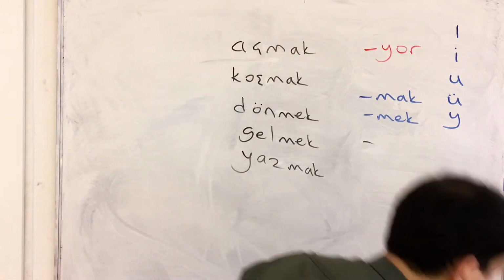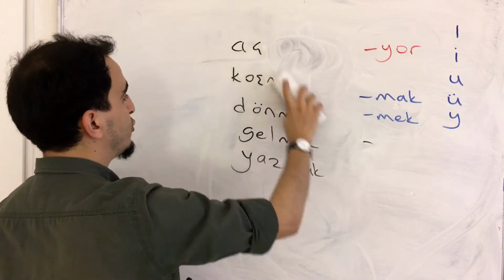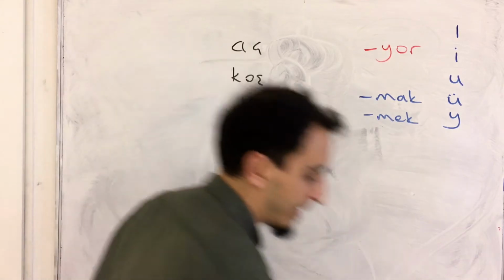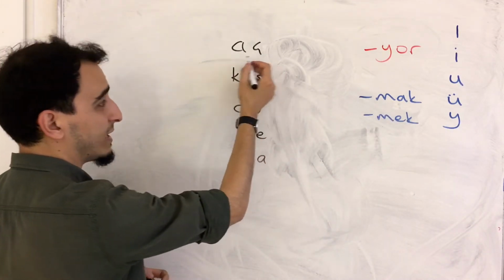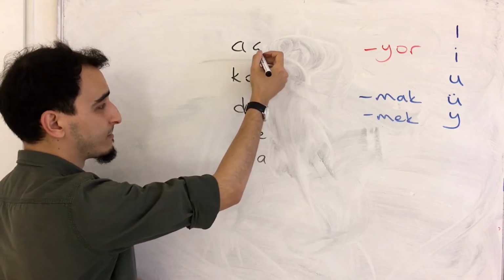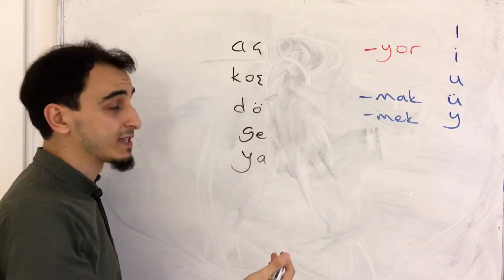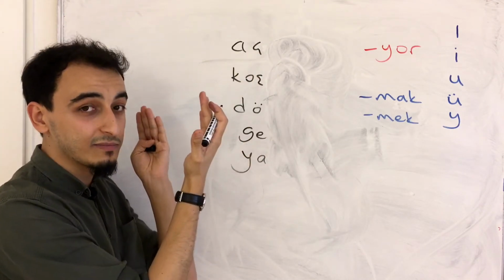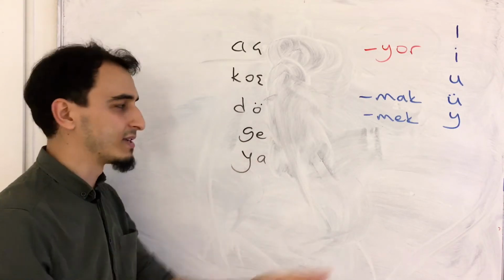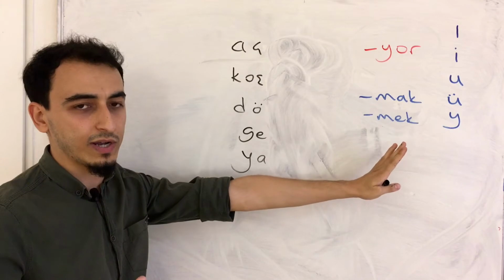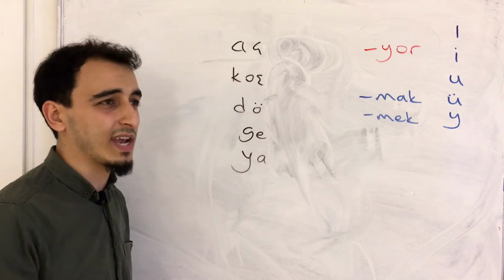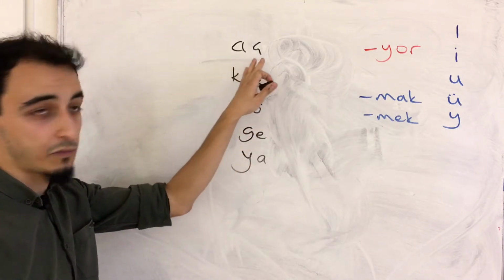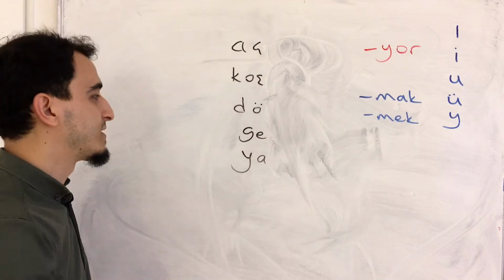So don't be surprised if I write aç and pronounce it like açmak when I add the suffixes to the verb. You will know I'm talking about the infinitive form. We avoid saying aç because aç might mean something else, which is hungry. So we say açmak when we talk about verbs.